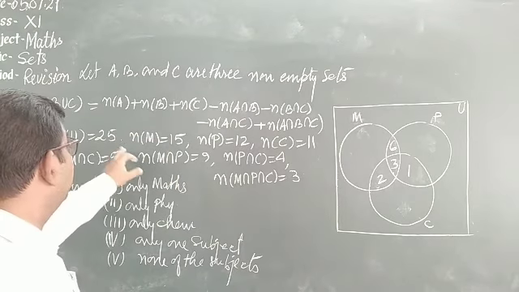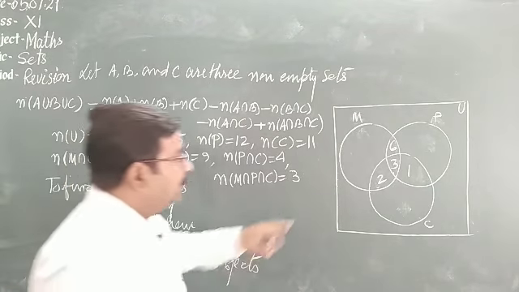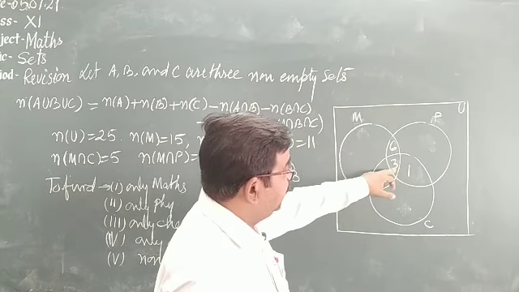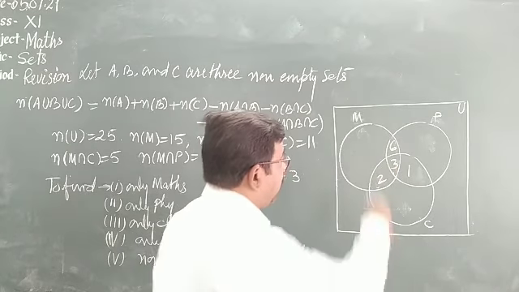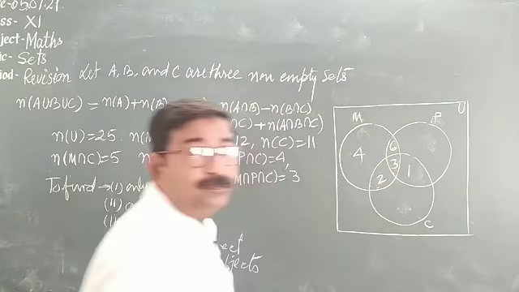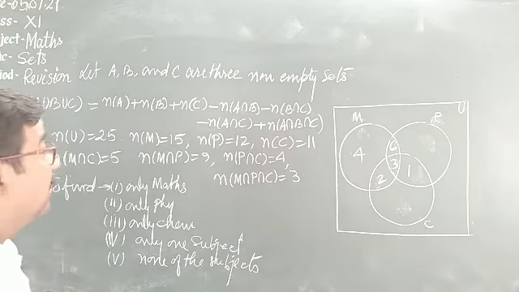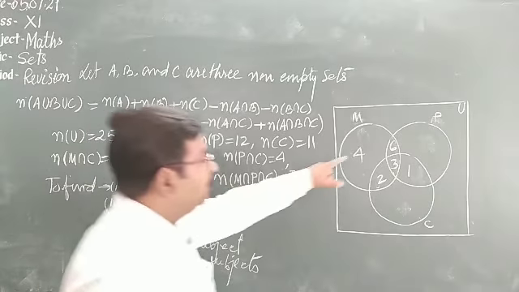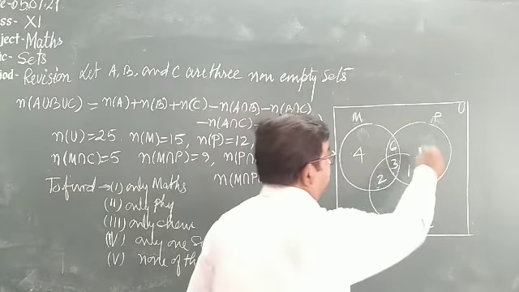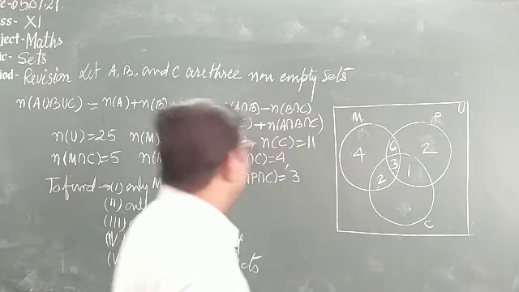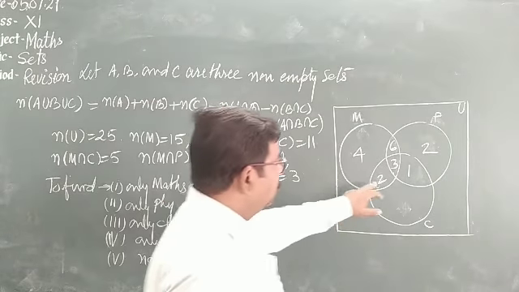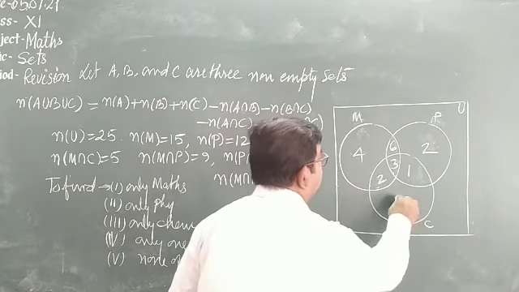Now come to set maths. Total in maths, how many are there? 15. Here we have 6 plus 3, 9, plus 2, 11 already here. What is left? 4. After that in physics, 12. We have 6 plus 3, 9, plus 1, 10. 2 are left here. In chemistry we have 11. So 2 plus 3, 5, 1, 6, and here it is 5.